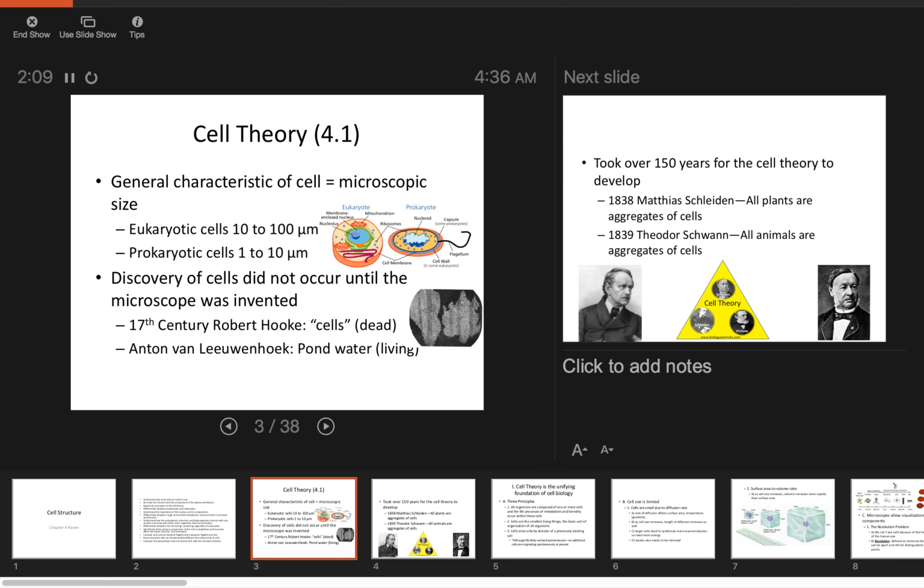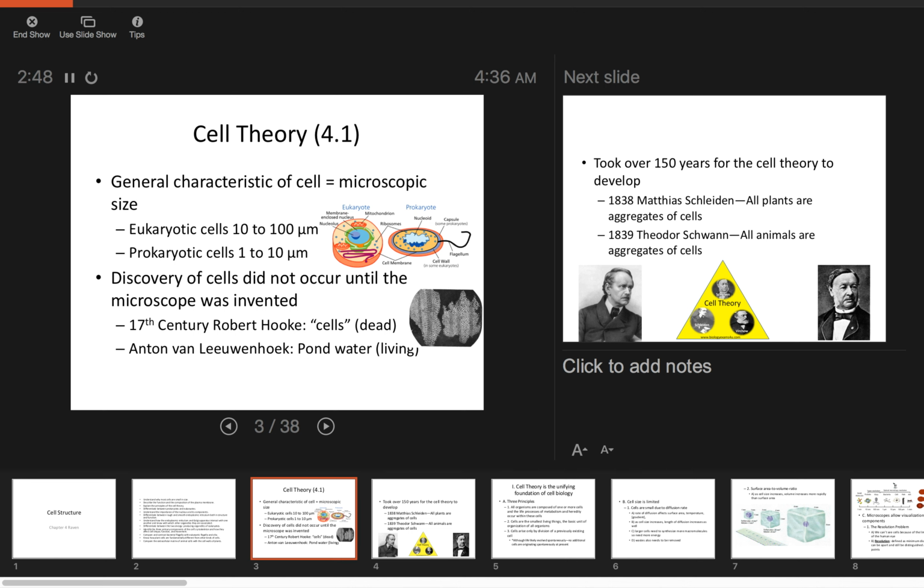But the discovery of cells obviously didn't occur until we could see them, and so the invention of the microscope really helped us advance, what is life really made up of. We start with the story of Robert Hooke in the 17th century, where he looked at dead cork cells, and he noticed that there were these tiny little openings, and he said, oh, they look like cells. So he's actually the person responsible for coining the term for cells.